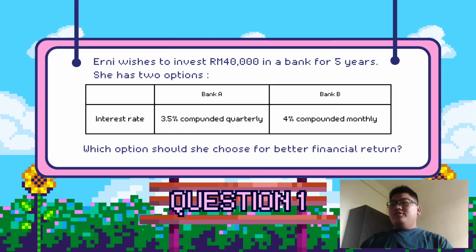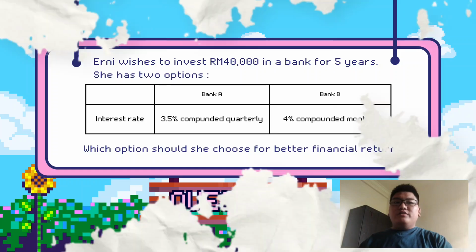Okay, for the first question, Ernie wishes to invest 40,000 ringgit in a bank for 5 years. She has two options, Bank A and Bank B. For Bank A, the interest rate is 3.5% compounded quarterly. For Bank B, the interest rate is 4% compounded monthly. Which option should she choose for better financial return?